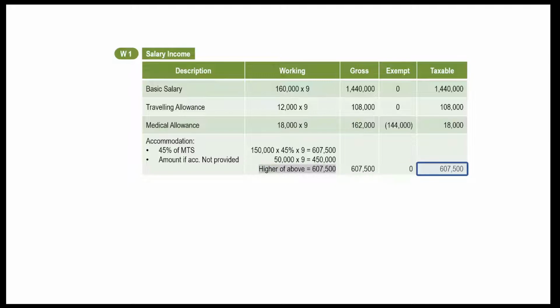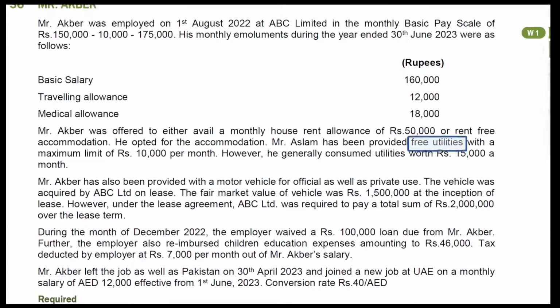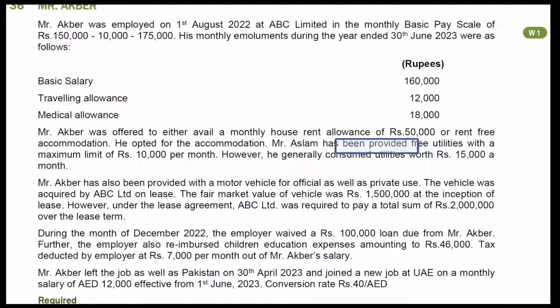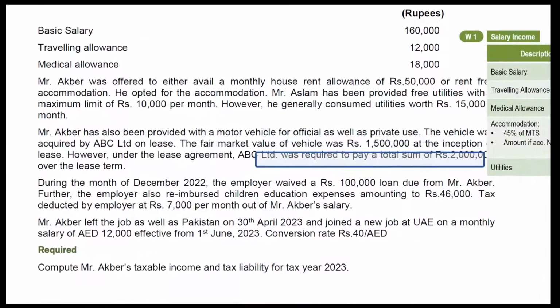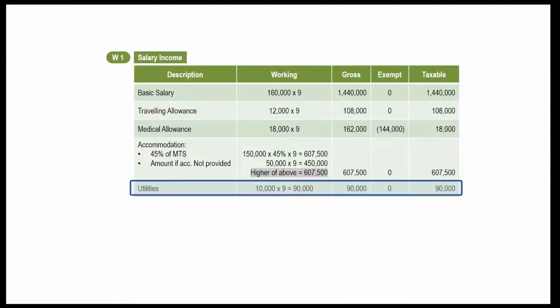Next information is about free utilities. Maximum utilities allowed in a month is up to rupees 10,000. Mr. Akbar usually uses up to rupees 15,000 in a month. Since limit is rupees 10,000, therefore taxable salary income will include rupees 10,000. The excess amount of rupees 5,000 per month is personal expense of Mr. Akbar, which will have no impact on our solution. Mention it in your working. Rupees 90,000 will be included in taxable salary income.